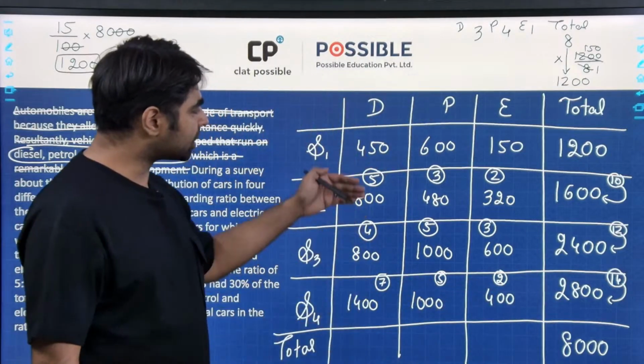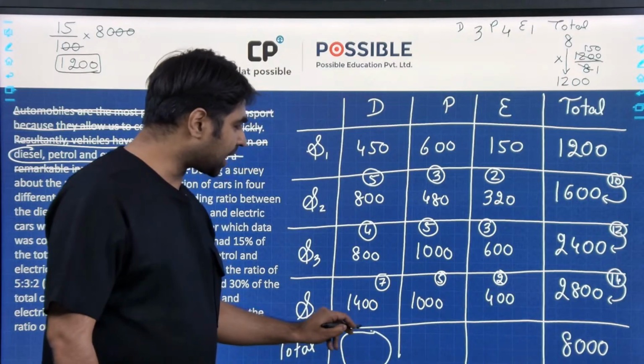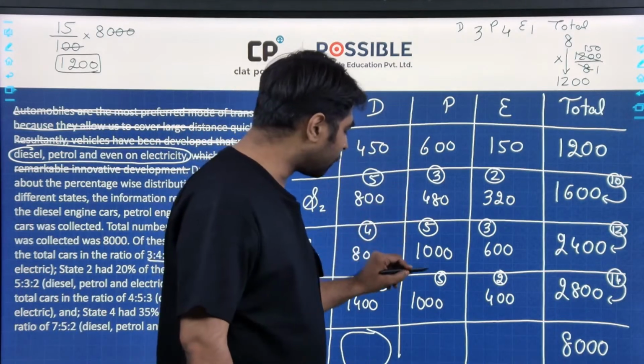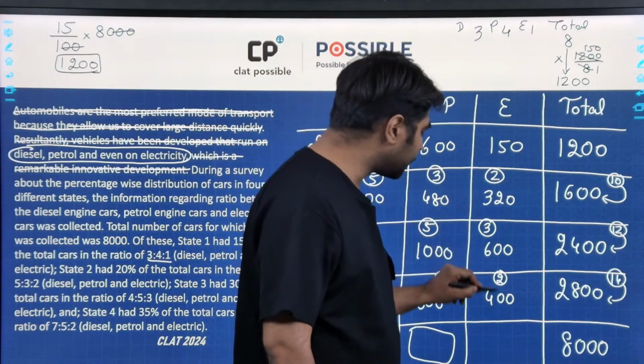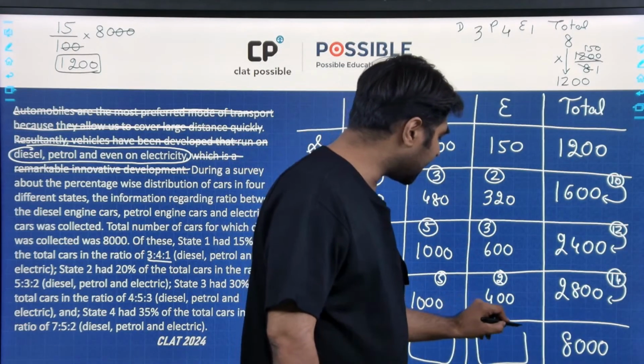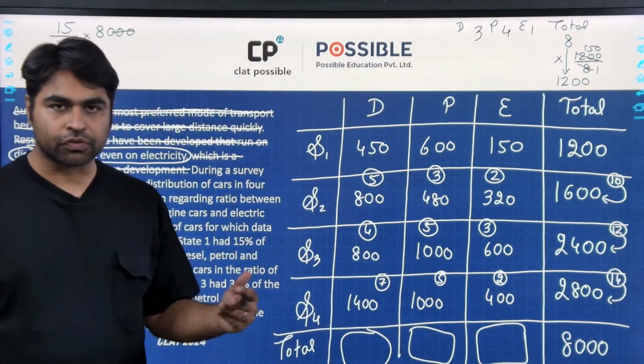Yes, when you do the summation of all four of them, you'll get the total diesel cars. The summation of all four of these will be the total petrol cars. The summation of all four of these will be the total electric cars. Okay. So that will be the solution of the whole caselet.